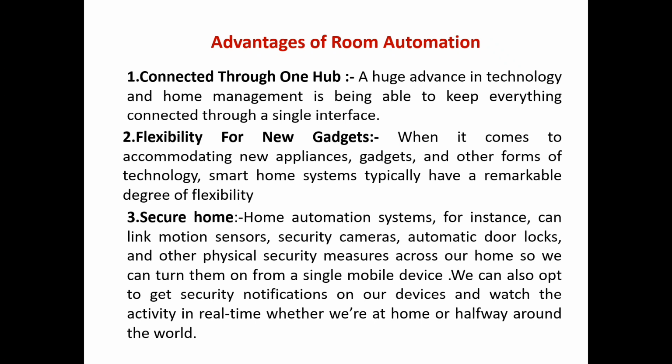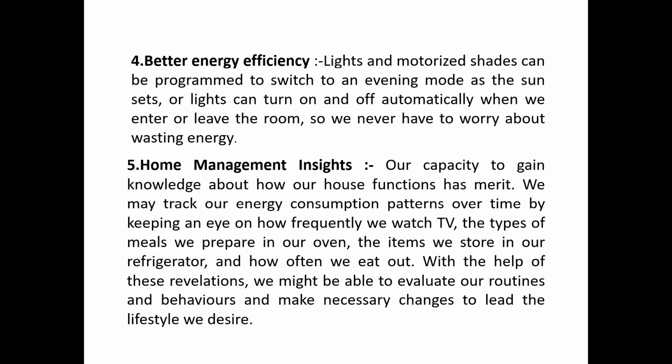A secure home automation system, for instance, can link motion sensors, security cameras, automatic door locks, and other physical security measures across our homes, so we can control them from a single mobile device. We can also adopt security notifications on our device and watch the activities in real time, whether we're at home or halfway around the world.